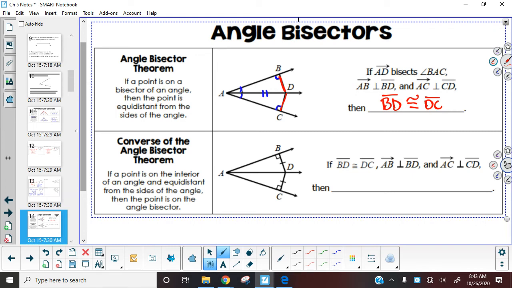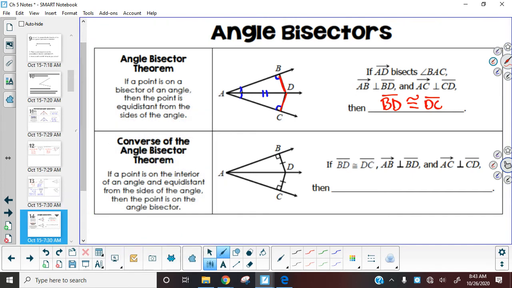Notice the second one, similar concept, but it's the converse. So the thing that we are starting with in this case is that we have the congruent pieces here. We also, again, have those 90 degrees. We have the shared side. So now we're looking at those two triangles being congruent by HL. And if we know that, then we can say that we have an angle bisector there. So we would have AD bisects angle BAC. So again, we can kind of use those triangle congruencies that we've done in the past.